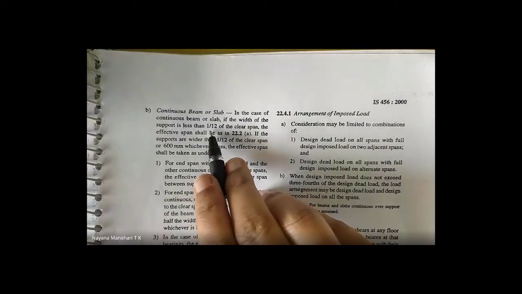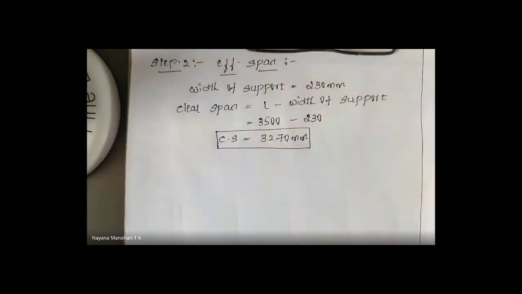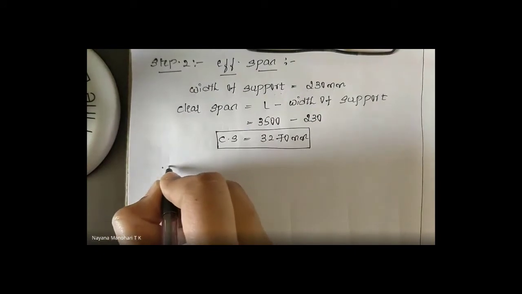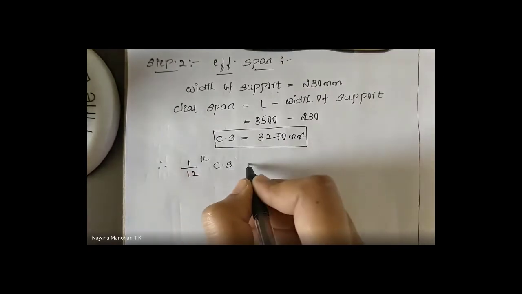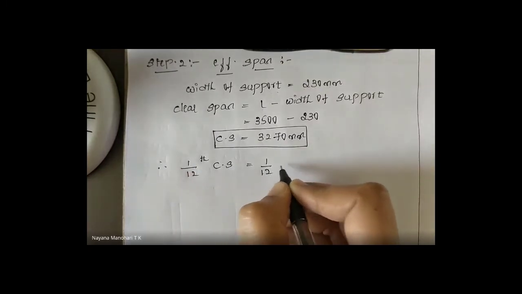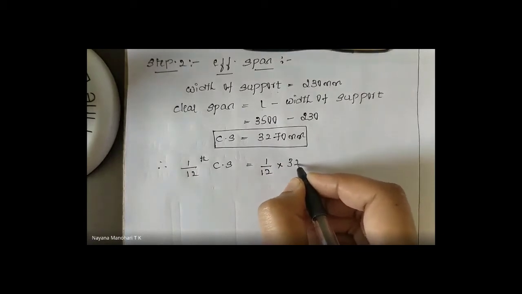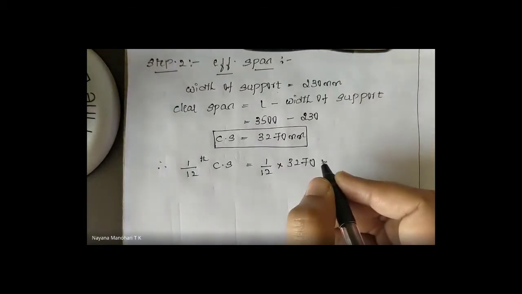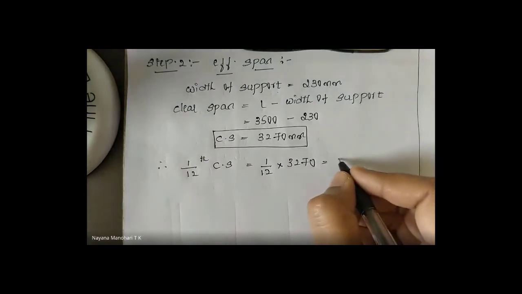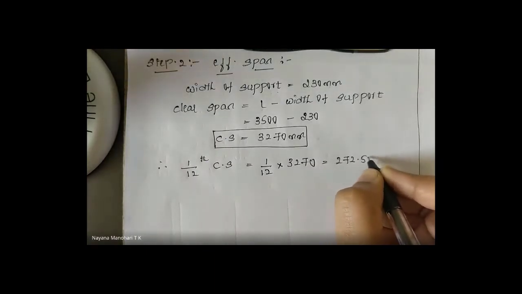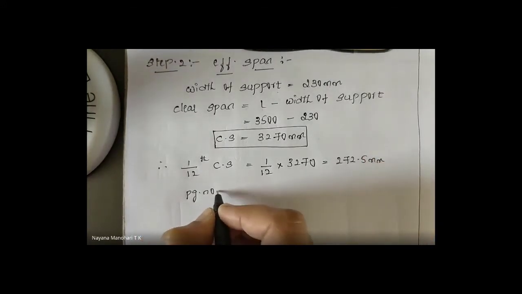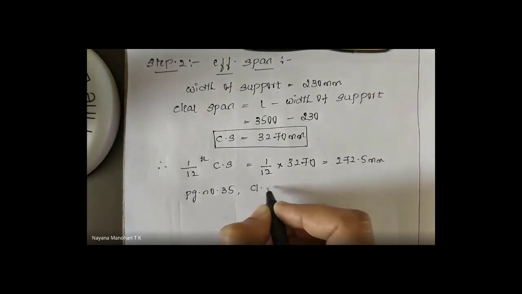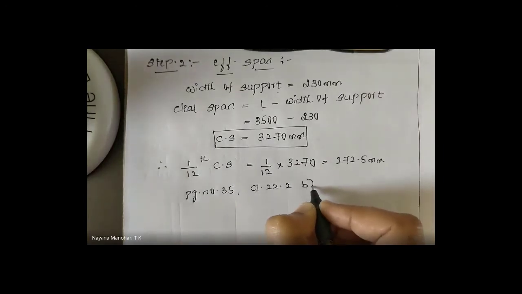Now we will check what the value of 1 by 12th of the clear span is. Once you calculate the clear span, therefore 1 by 12th of clear span equals 1 by 12 multiplied by the clear span, 3270. You will get 272.5 mm. This is on page number 35, clause 22.2. I will write it as B.